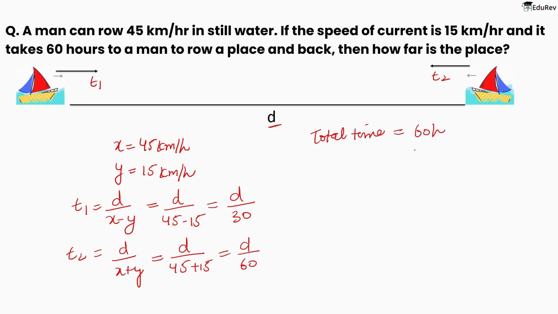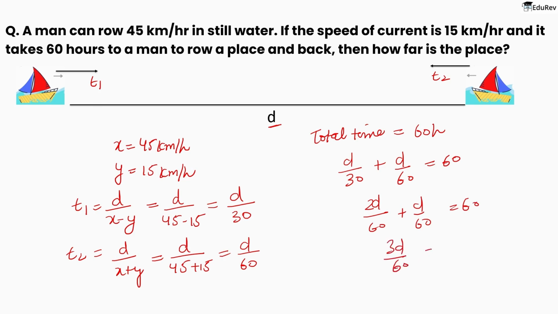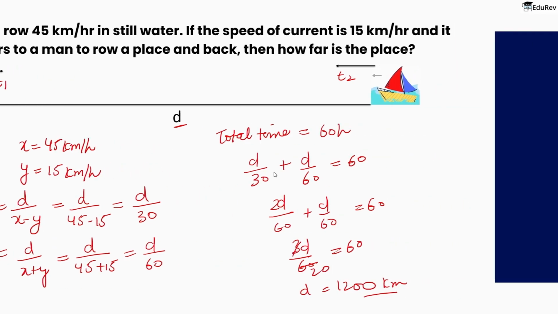So from t1 and t2 we can write d upon 30 plus d upon 60 equal to 60. Take 60 as LCM, we get (2d plus d) upon 60 equals 60, which gives us 3d upon 60 equals 60. 3 will divide 60 by 20, then the 20 will go to the other side and give us d equals 1200. Hence, total distance is 1200 kilometers.